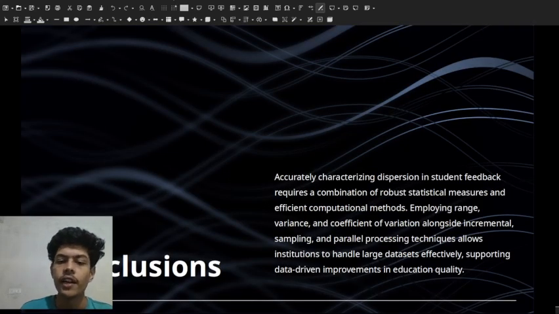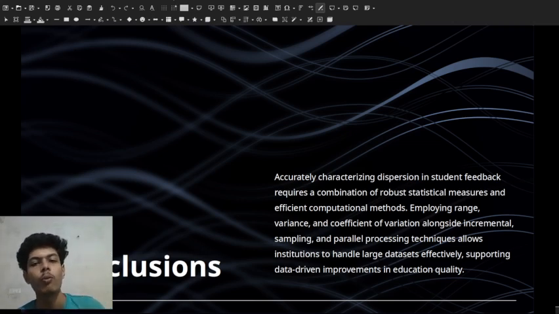Now, finally, I can present the conclusion of what we can find from this. Accurately characterizing dispersion in student feedback requires a combination of robust statistical measures and efficient computational methods.